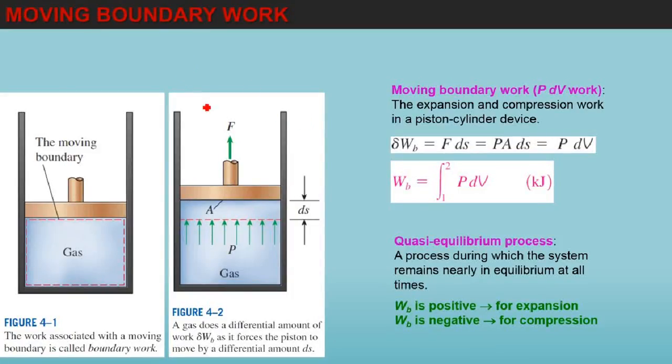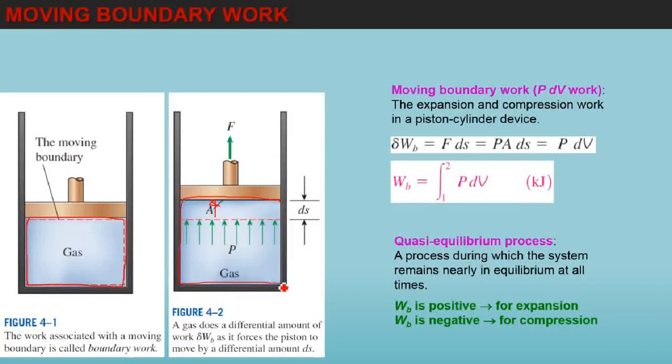Here we are going to discuss moving boundary work. Moving boundary work is associated with a closed system. For an example, here I have given you a piston and cylinder device which is expanded. You can say that I have selected a boundary around the gas volume, and when the gas is expanded, the volume of the boundary is increased.